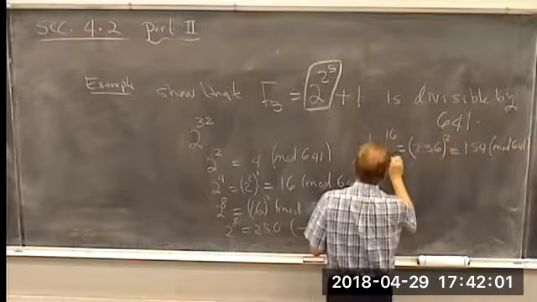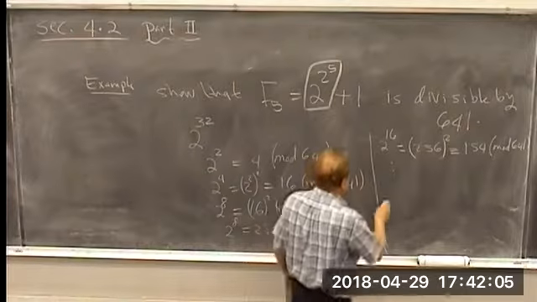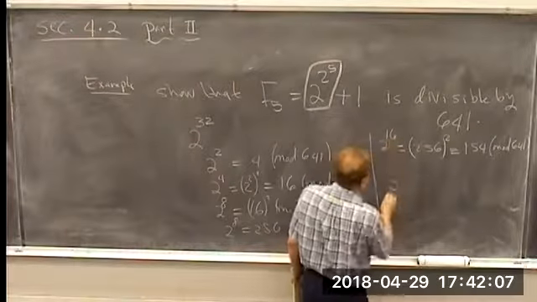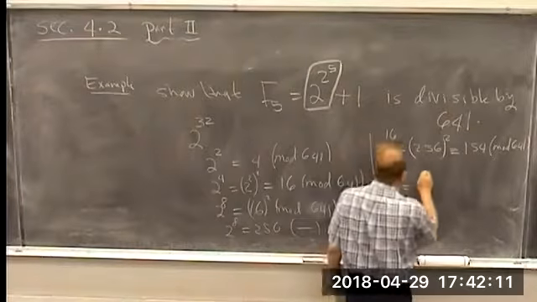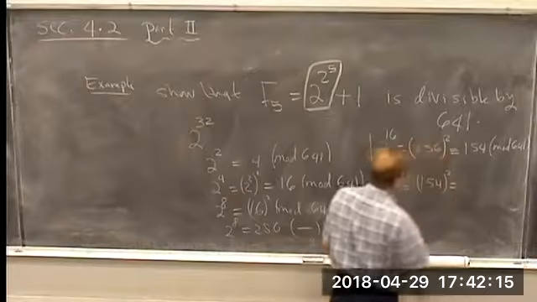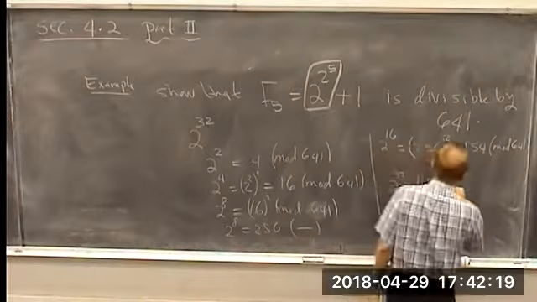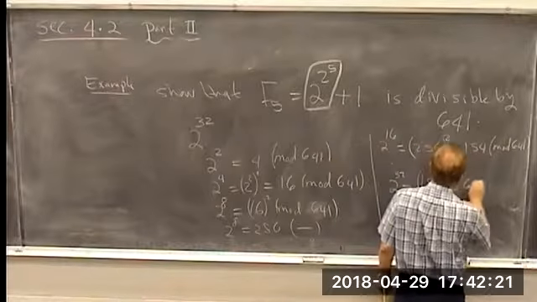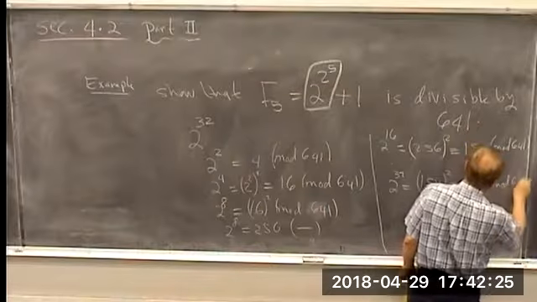Now we continue this till we get to the next one. Well, 2 to the 32 is 154 squared. And again, we need to reduce this, and it turns out this is congruent to 640 mod 641.